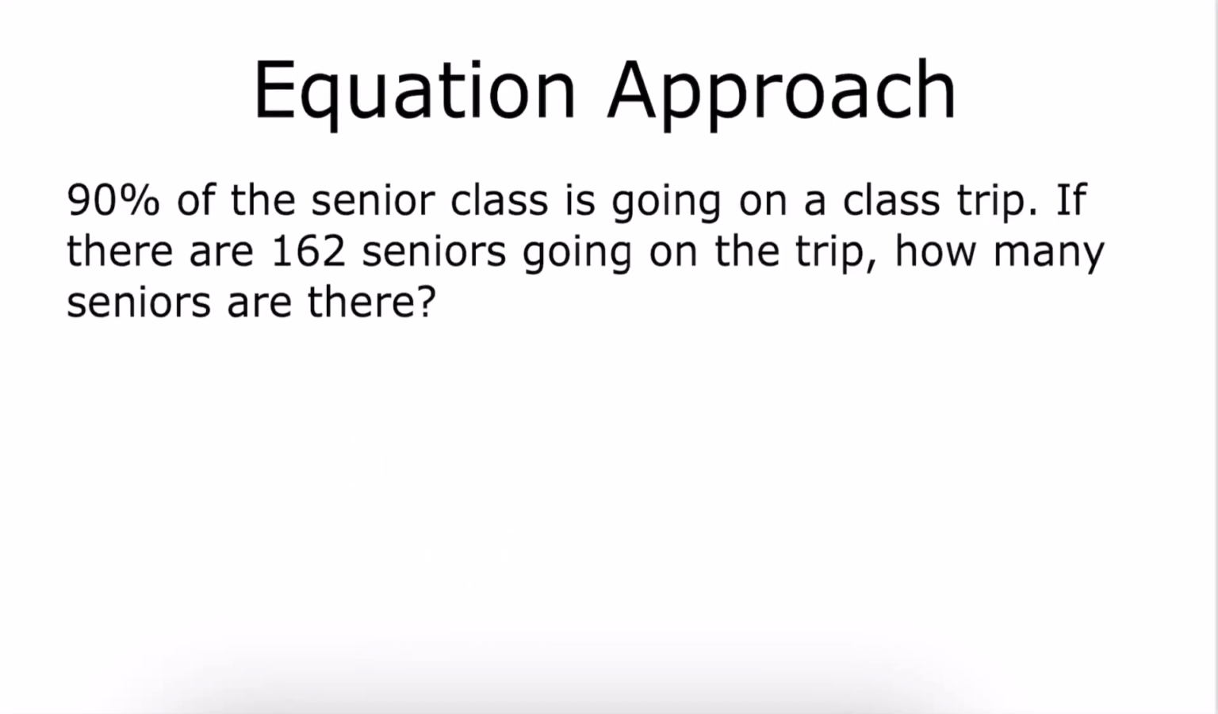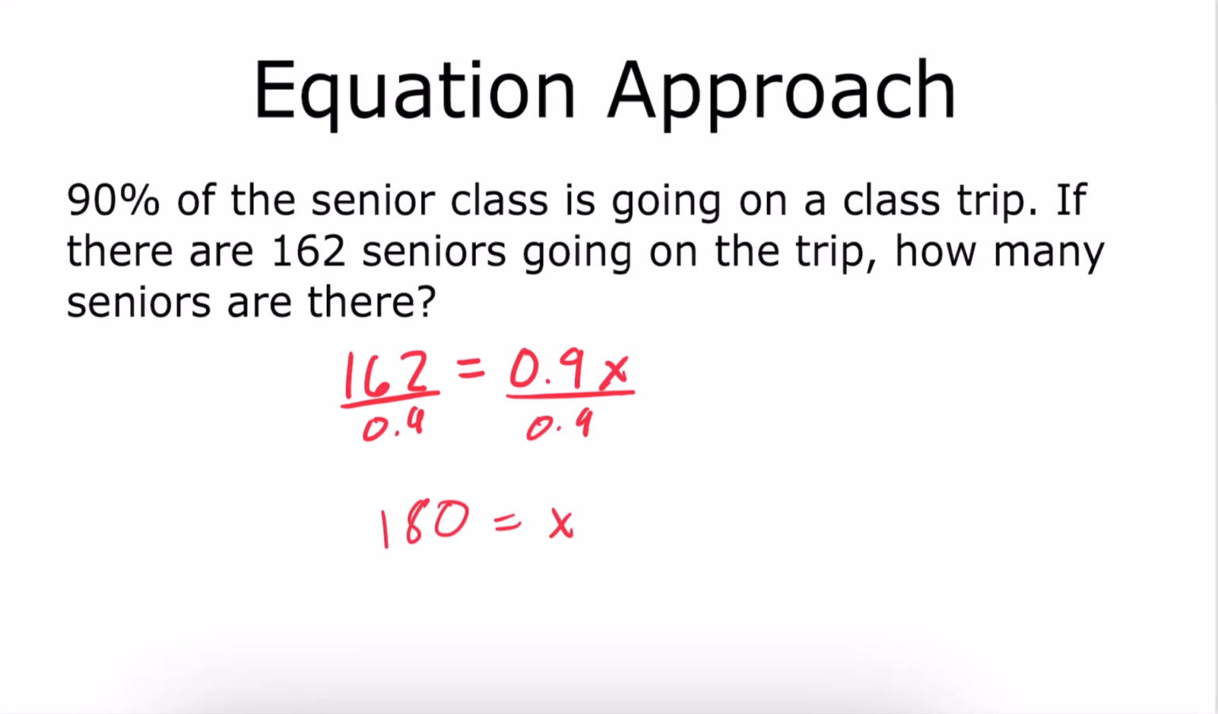And then the last type of problem can also be solved with the equation approach, because in this case, we have the part, which is 162. That's going to equal the percentage as a decimal, which is 0.9, because that's 90% as a decimal, times the whole. So I'll call that x. So to find out what x is, I would divide both sides by 0.9. If you use either long division or a calculator to calculate out what 162 divided by 0.9 is, that would give you 180. And so that tells you that there are 180 seniors, which is the same answer we got with the proportion approach as well as the grid approach.